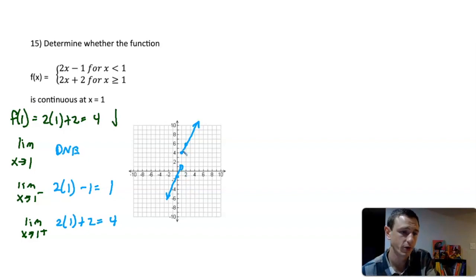So this is an open circle right here, where this one's a filled in circle because this is greater than or equal to. And so you can see we have a jump. So we have jump discontinuity, because I cannot just go from one graph to the other. I have to pick up my pencil and jump to the other function. So that's jump discontinuity there.